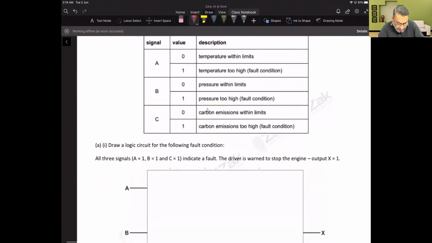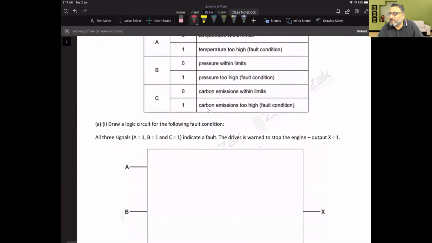So they say that draw a logic circuit following the fault conditions. So if all three signals A and B, C indicate a fault, it means that the driver wants to stop the engine, output is equal to 1. So when all three signals indicate a fault, the driver wants to stop the engine. It means it is not an AND gate, this is an OR gate. All three signals A is equal to 1, B is equal to 1, C is equal to 1 indicate a fault. So whenever A is 1 or B is 1 or C is 1, this is a fault condition.